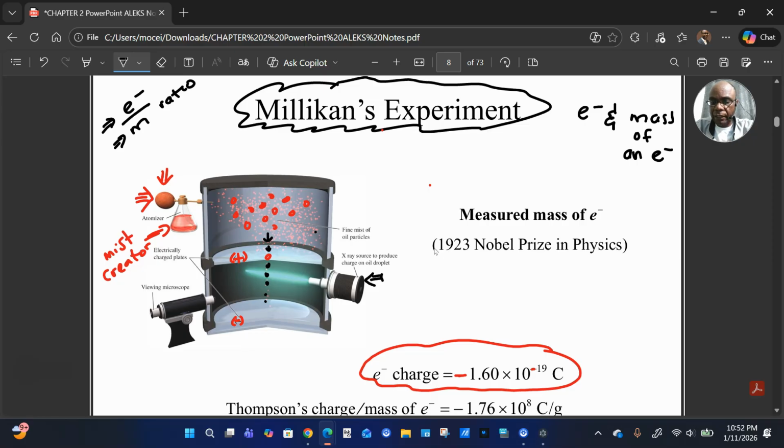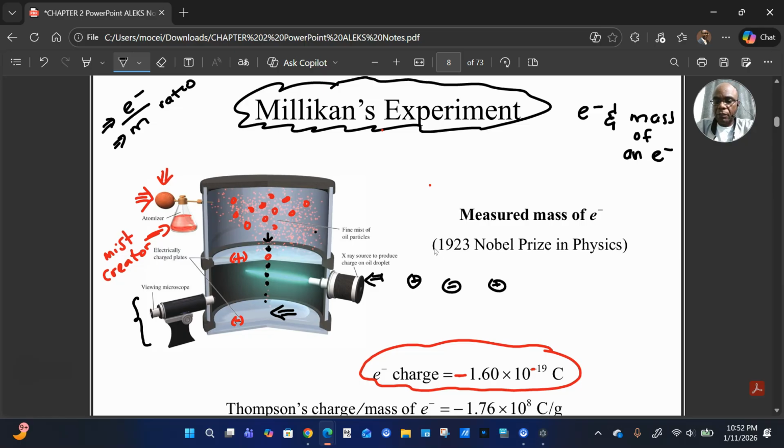So imagine the X-ray charging the air particles in this area, and then the air particles that are charged collide with the oil drops, and the oil drops themselves now become charged somehow. And once the oil drops are charged, he will be observing through a microscope here to see how fast they are dropping down.